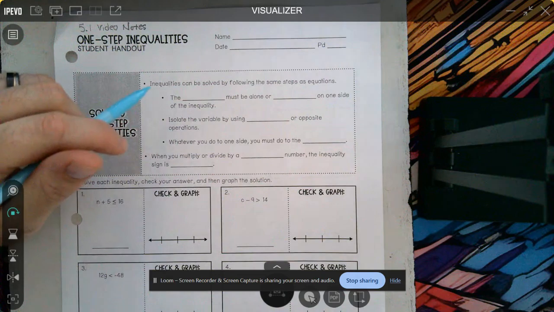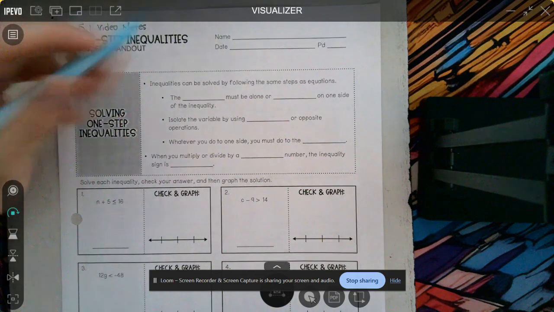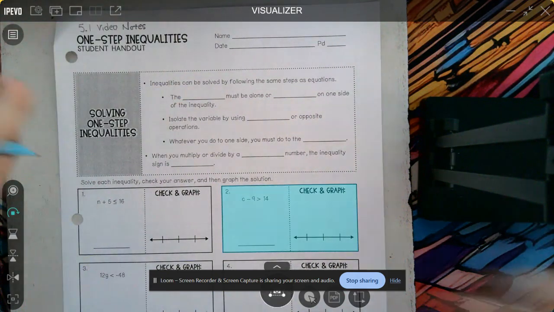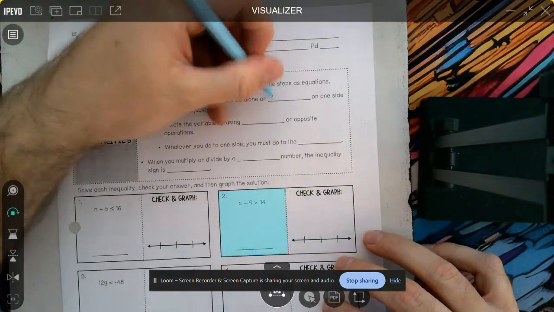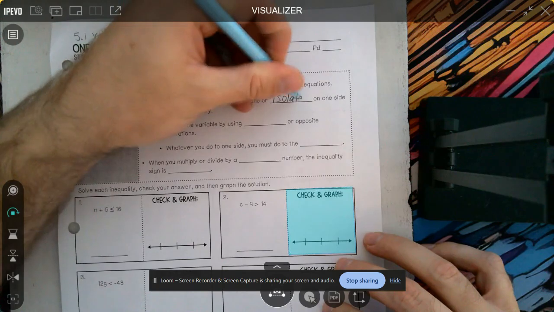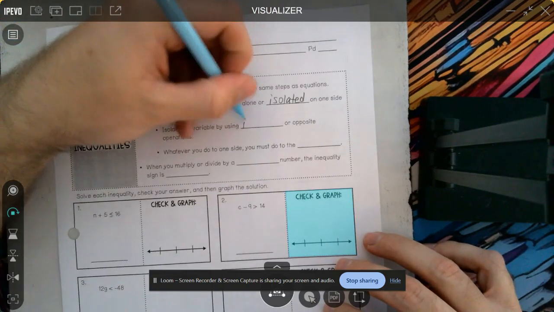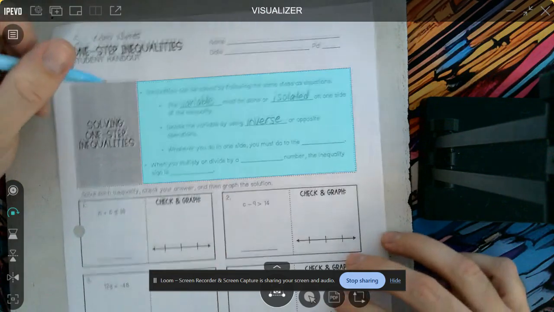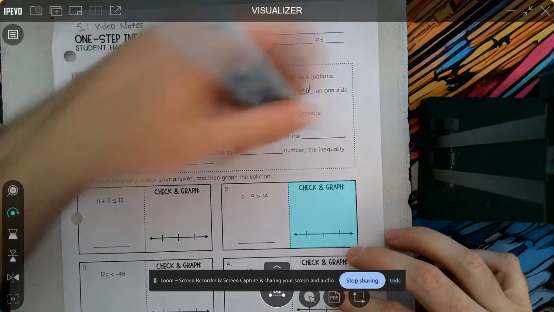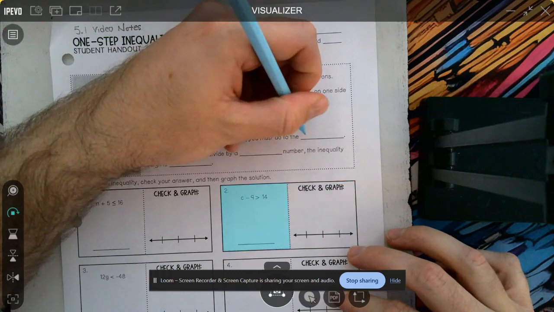So we can solve inequalities just like equations, okay? Just like with an equation, we want the variable to be by itself. So it must be alone, otherwise known as isolated on one side. We isolate the variable by using inverse operations or opposite operations. And of course, we have to keep it balanced, just like an equation. What you do to one side, you must do to the other side.